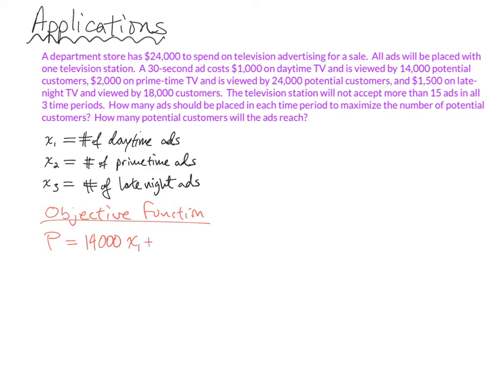You can reach 24,000 potential customers for each primetime ad, and you can reach 18,000 potential customers with each late night ad. From here, we want to create the system of inequalities that we call the constraints, or the I system. So we'll call them the constraints or the I system.